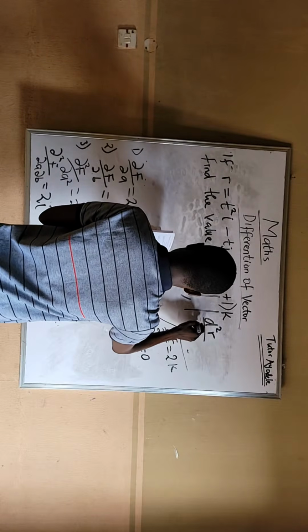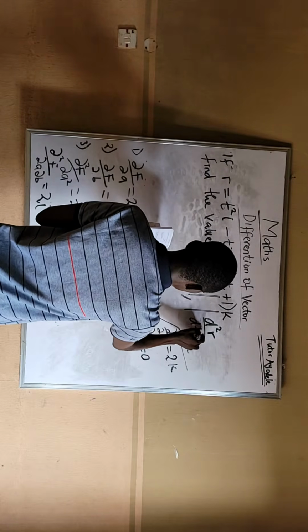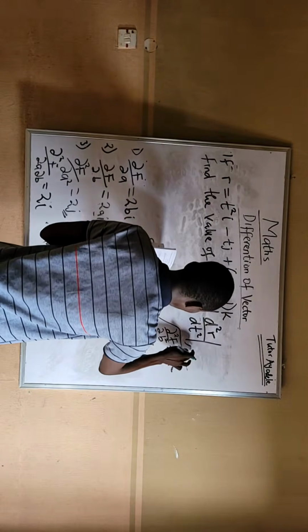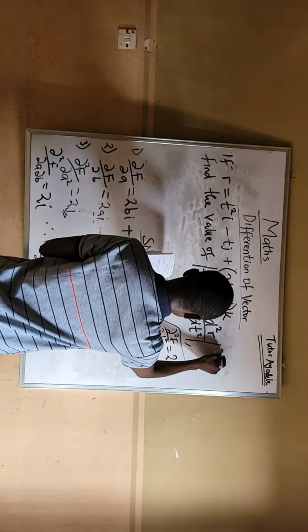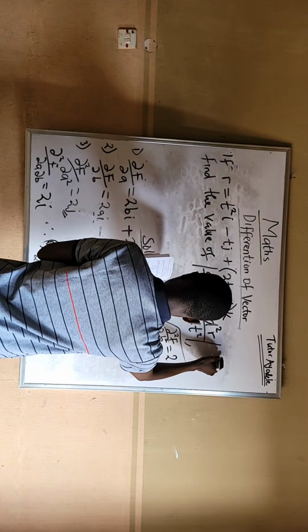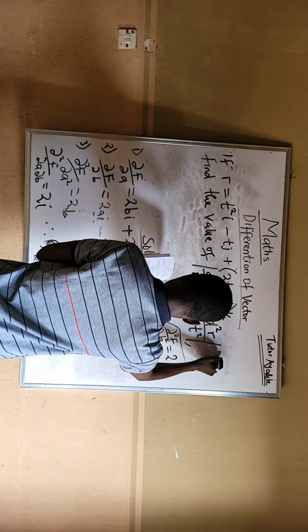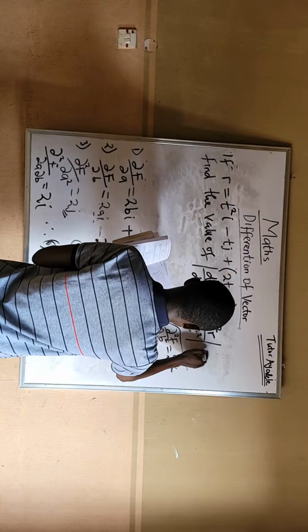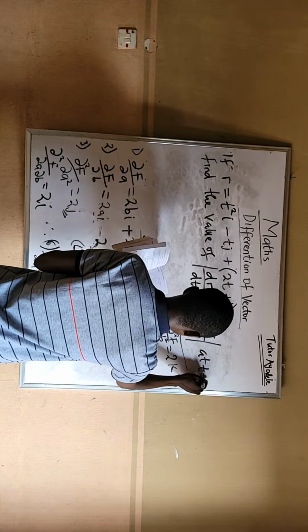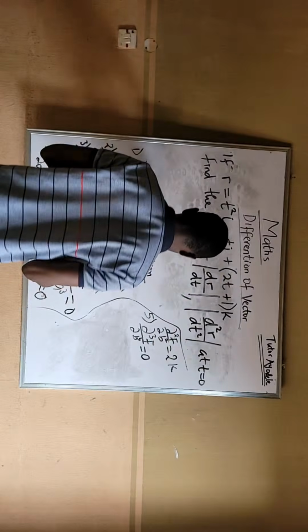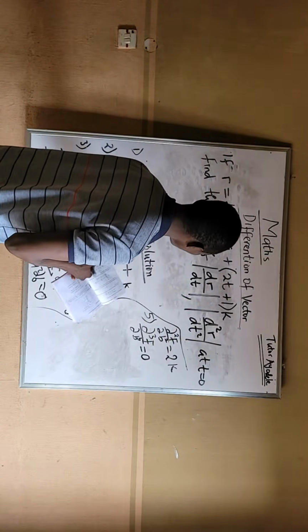The dr over dt squared, and the next one is, okay, at t equals 0. Solve this, drop it in the comment. But let me show you how you are going to solve it.